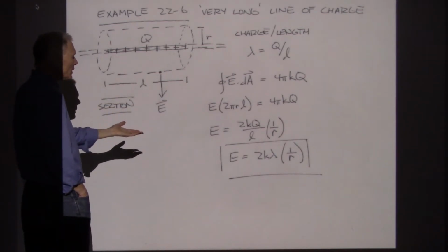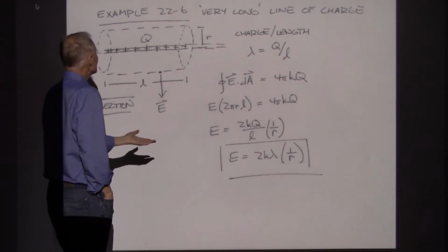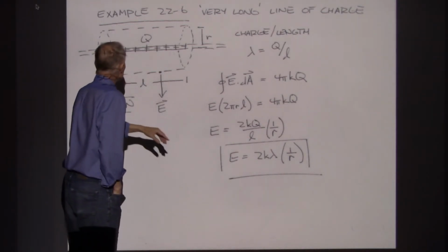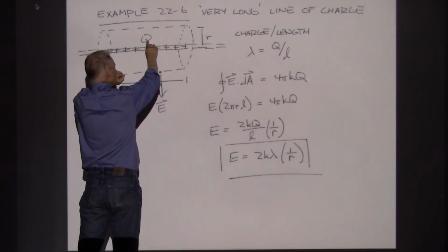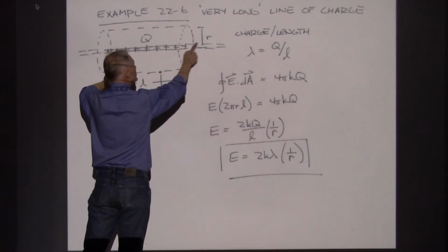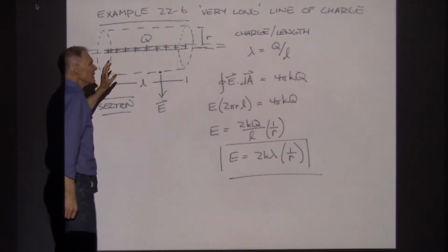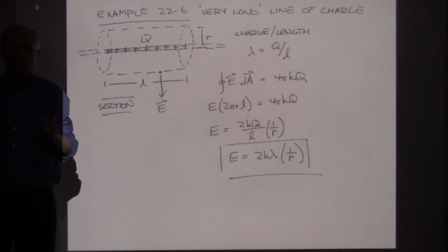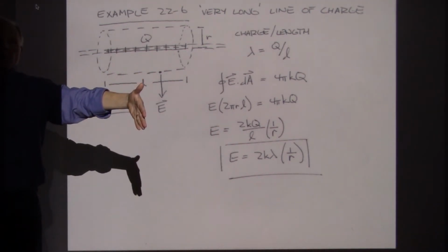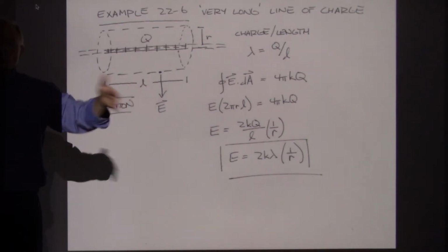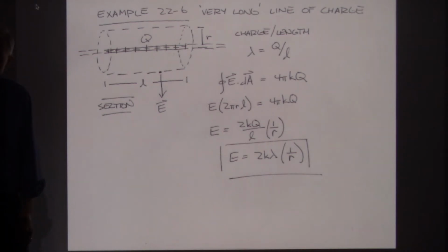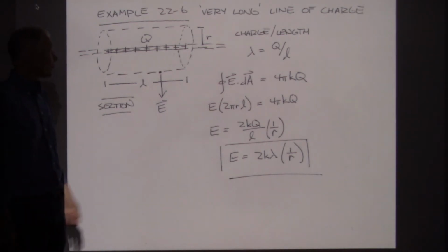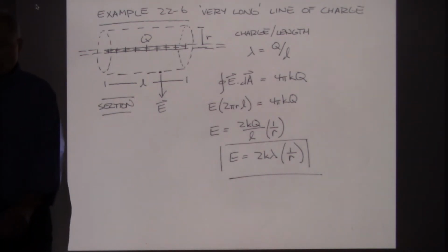Now, how good of an approximation is that? The Gauss's law approximation will work well if the distance I am from the line of charge, the little r value, is very small compared with the length of the stick of charge. So I've got this really, really long stick of charge, and I have to stay very close to it. Otherwise, that's not going to be a very good approximation.